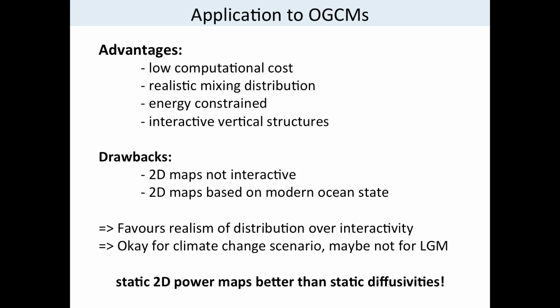We tested the assumption that the horizontal power maps will not change much over a few centuries, even if there is a very, very strong warming. But of course, it's not applicable directly to a simulation of the last glacial maximum, for example. And I guess the bottom line is that static 2D power maps are better than static diffusivities. Because if you apply a static background diffusivity, you don't control the energy that you feed your model, and you know that you don't have a realistic response to changing stratification.